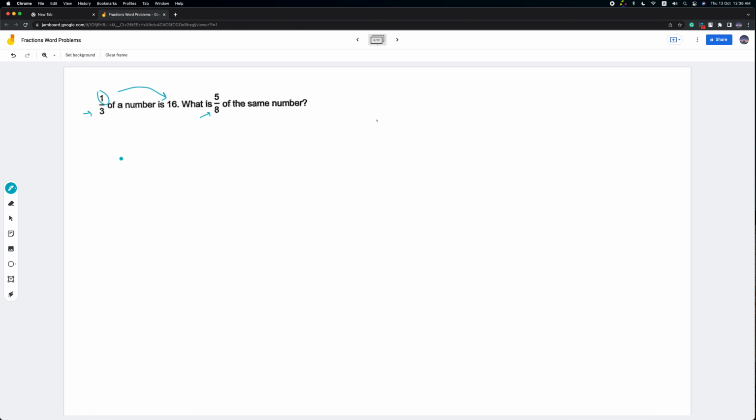You can draw the model if you want. For this case I'll just draw for you. But once you understand what this actually means, you don't need to draw the model anymore. So the whole thing is 16. Sorry, let me erase that. 1 part is 16. So 1 part is 16 and the whole number is 3 units.